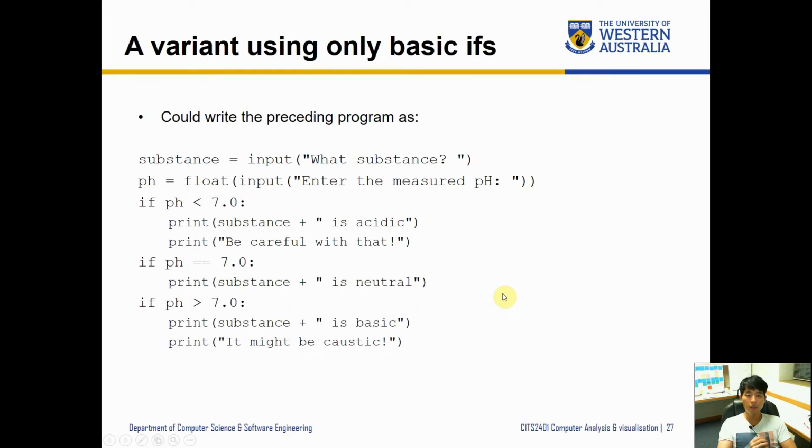Okay. We could, however, rewrite only using if blocks as such here. So for example, if pH is less than 7, we can print this. If pH is 7, then we have this. Also, if it's greater than 7, we can print this. This only works because we don't have any overlapping regions of conditions.